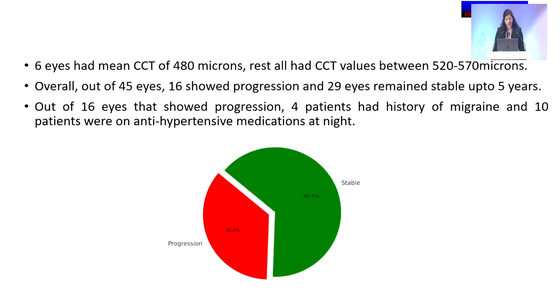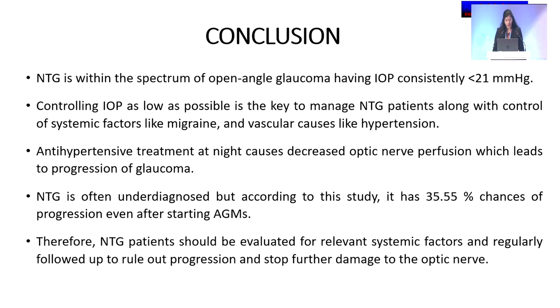Out of 16 eyes that showed progression, 4 had history of migraine and 10 patients were on antihypertensive medications at night. So, conclusion: normal tension glaucoma is within the spectrum of open angle glaucoma, having intraocular pressure consistently below 21 millimeters of mercury. Controlling intraocular pressure as low as possible is the key to manage normal tension glaucoma patients, along with control of systemic factors like migraine and vascular causes like hypertension. Antihypertensive treatment at night causes decreased optic nerve perfusion, which leads to progression of glaucoma.